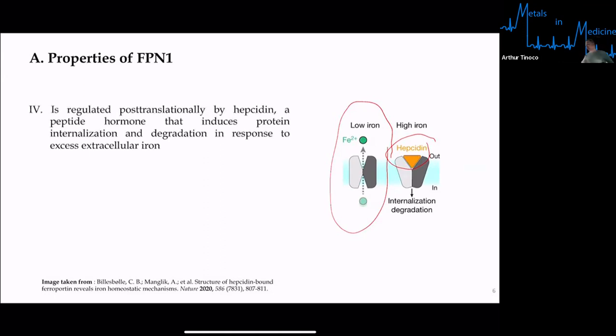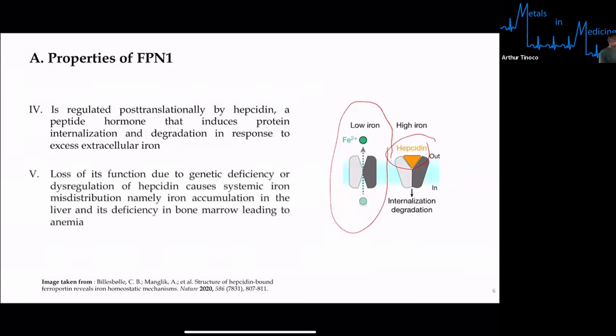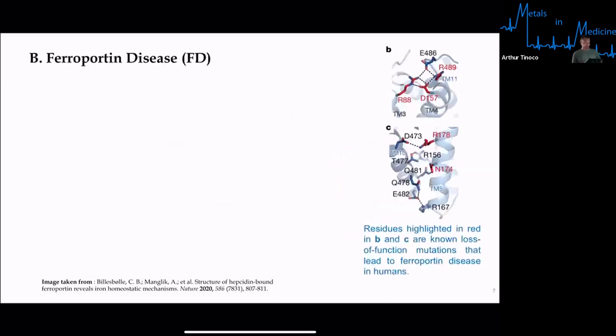All right, so it is regulated post-translationally. What that means is that after it's expressed, that particular hormone regulates how much of it is actually available. So loss of its function due to genetic deficiencies, or dysregulation of that hormone, hepcidin, can cause iron misdistribution. That can lead to iron accumulation in the liver and its deficiency in bone marrow. Its deficiency in bone marrow is important because that can lead to a decrease in the amount of red blood cells that can be produced.